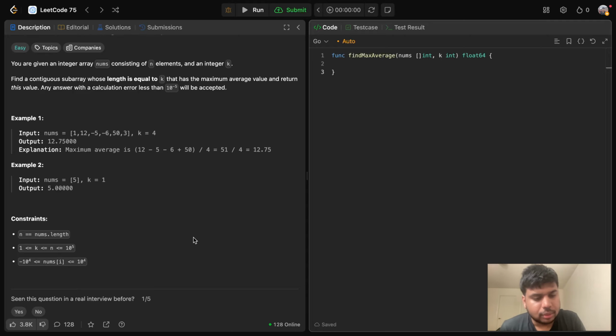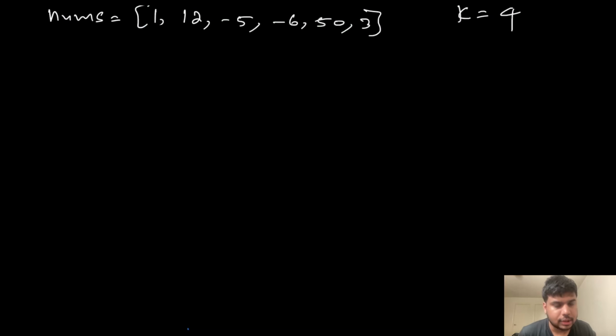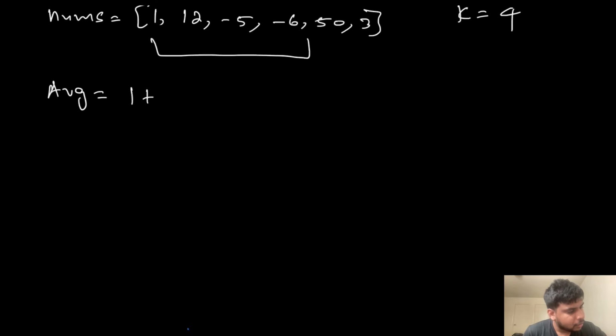Okay. So let's go back to the drawing board and try to understand the question first. In this example, we have an array and we are also given a k which is equal to 4. And we want to find a subarray of size k that has the maximum average. So for example, now consider this window. What is the average of this window? How would you find it? The average of this window would be 1 plus 12 minus 5 minus 6, divided by 4, correct?